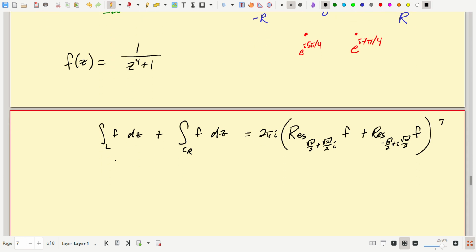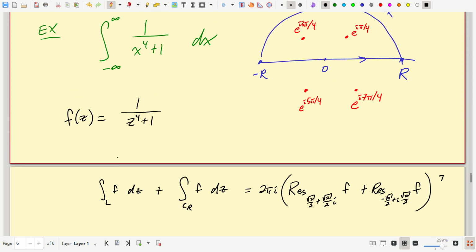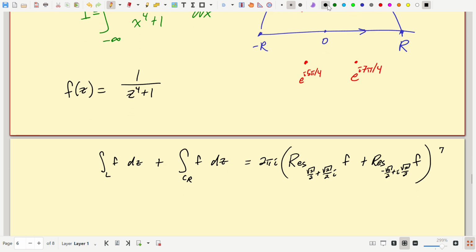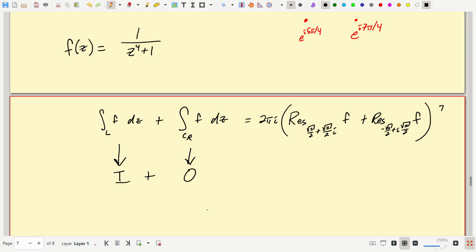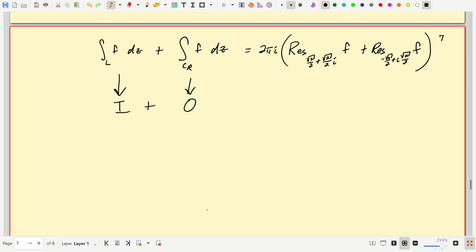This one goes to the integral we want. It's typical when you do these problems to call the integral you want I. This one goes to I. This one goes to 0. And I've got to think about what those residues are.